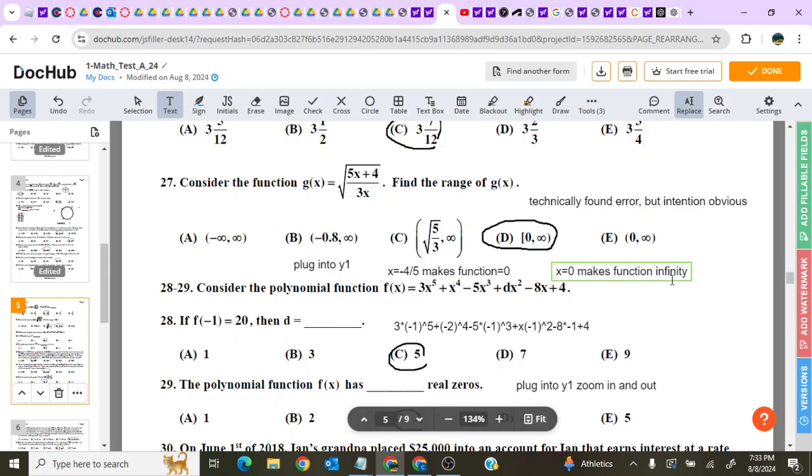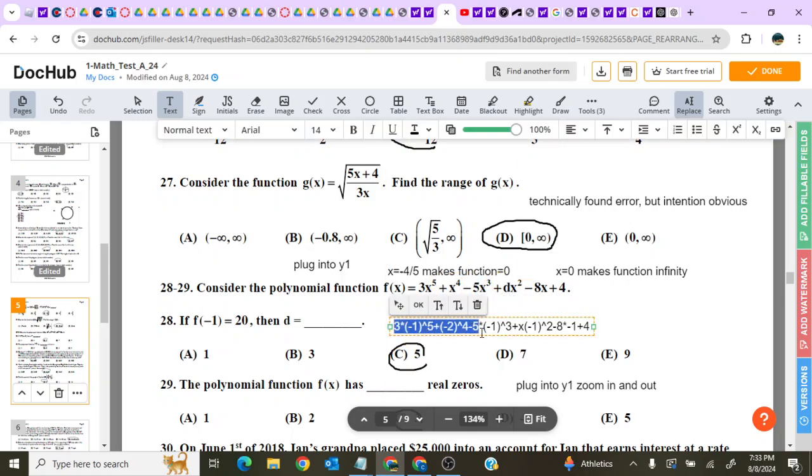Okay, consider a polynomial function. If f of -1 is 20, then what is d? Well, just plug in -1 to this equation and figure out what this value right here is. Easy enough, done right here. Just takes a bit.